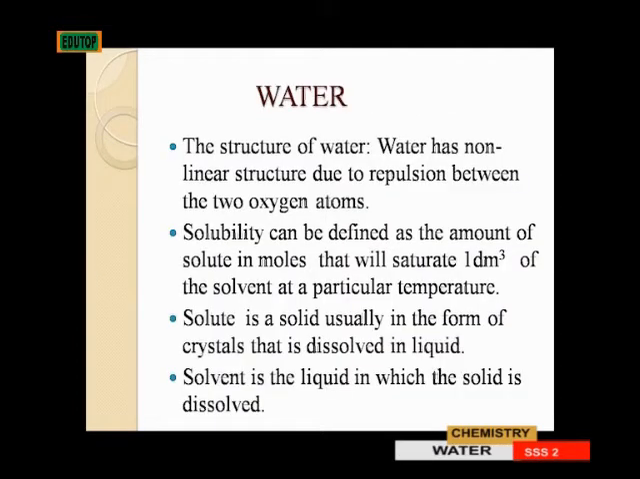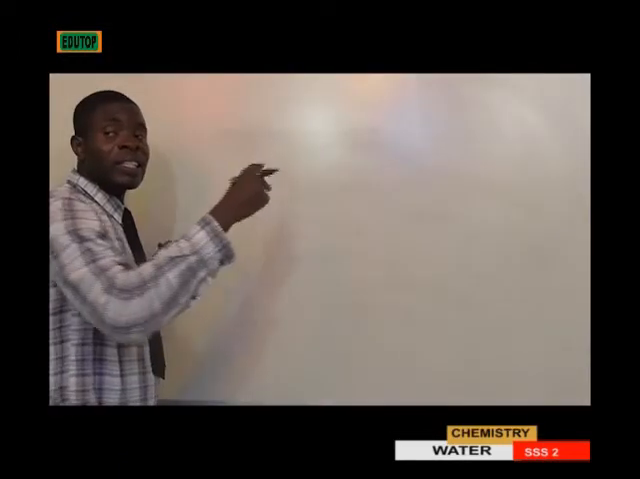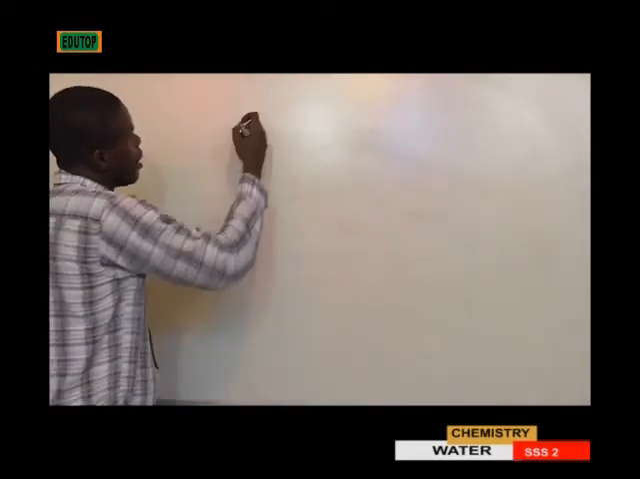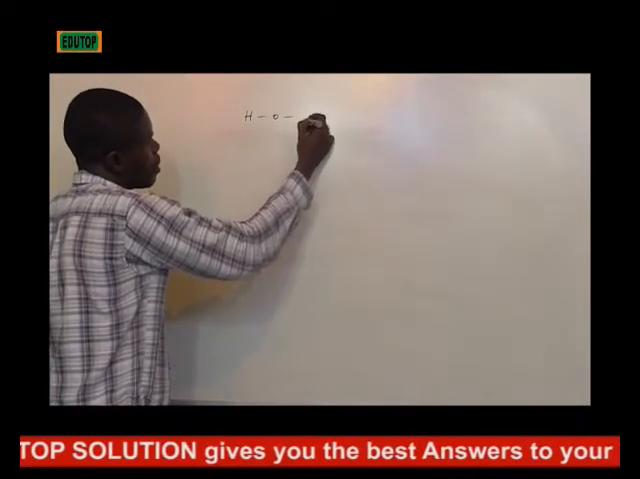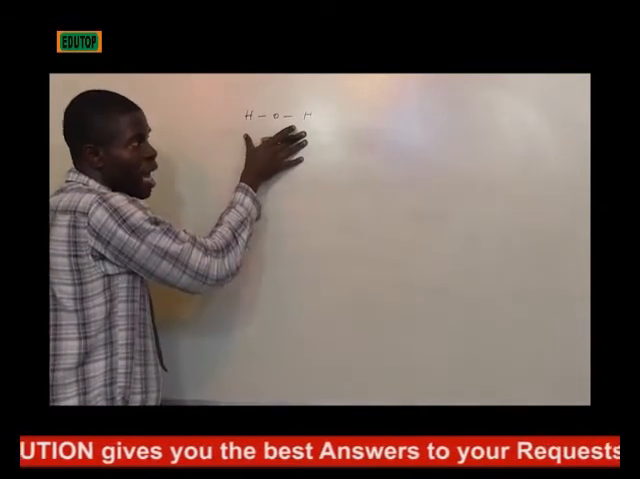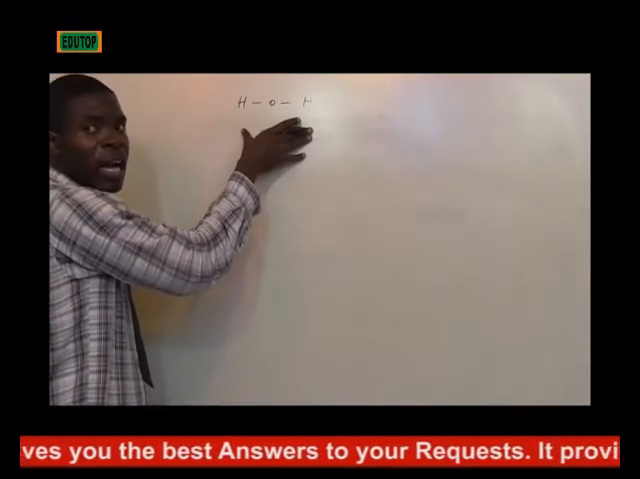Water. The structure of water. Water has non-linear structure due to repulsion between the two oxygen atoms. Why is it non-linear? This is the structure of water. Water can never be linear. If you have it this way, it will be linear.